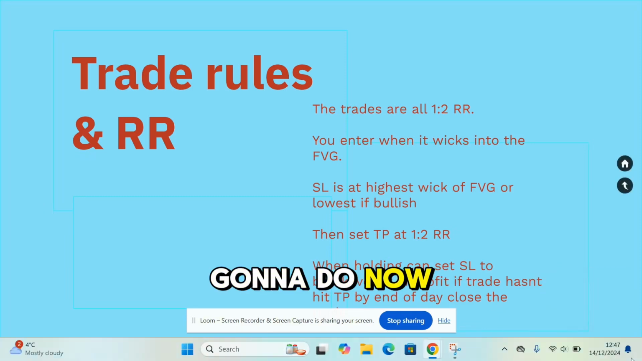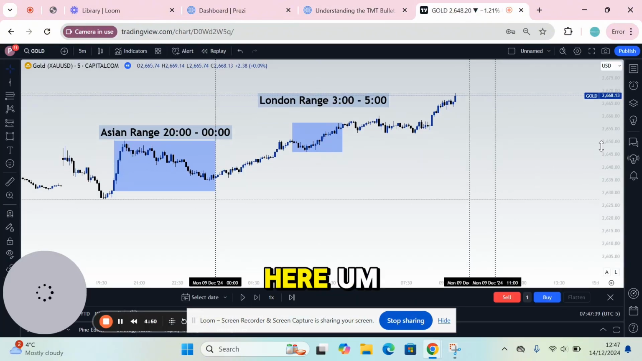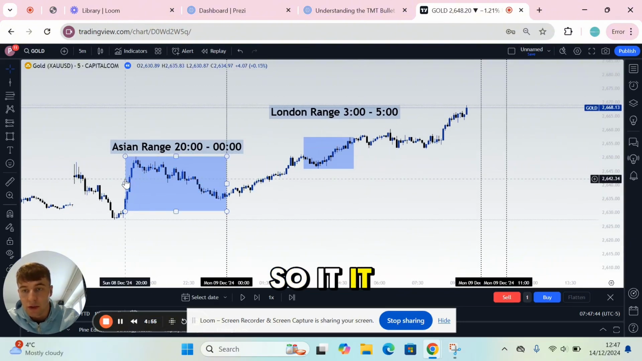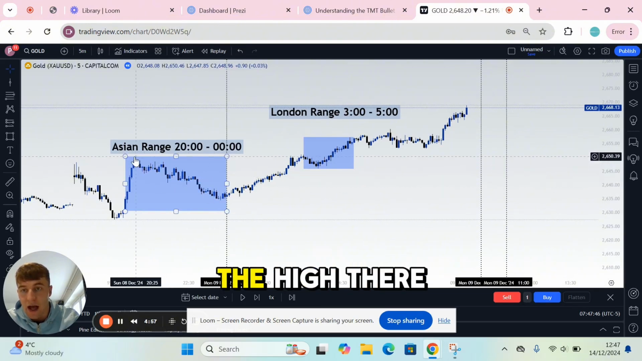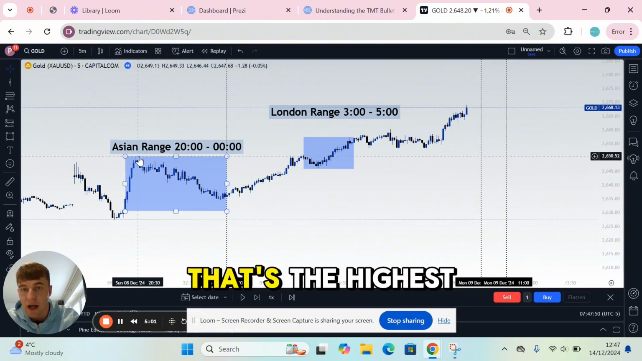So what I'm going to do now is come off here and go on the chart. So we've got an example here. As you can see, I've marked out the Asian range. It goes from 8 till midnight, and you can see the high there and the low there. That's the lowest point of the Asian range, and that's the highest point.